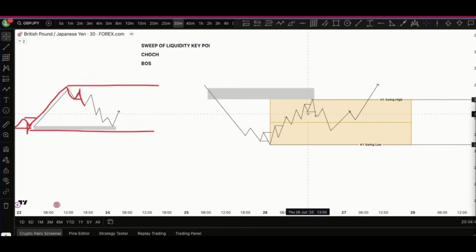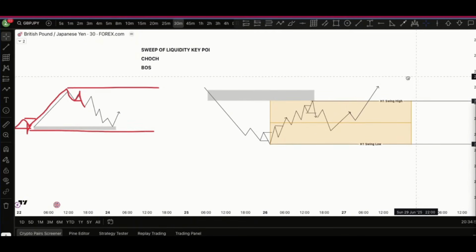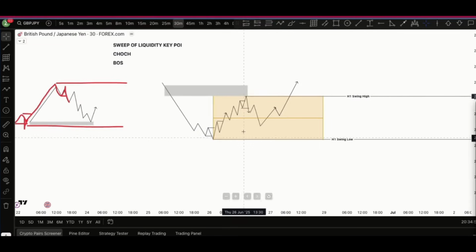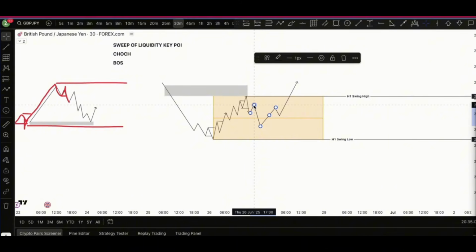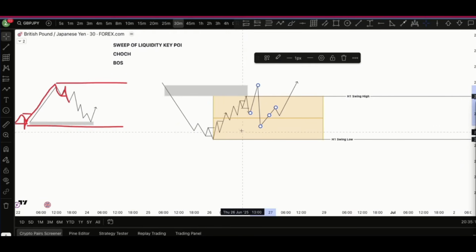And price must take out that last break of structure low for us to confirm the swing low. Or the swing high, sorry. For the swing high, let's say price breaks the last low, and then it also takes the high with a body candle. Good. So now that means our trading range has been violated.